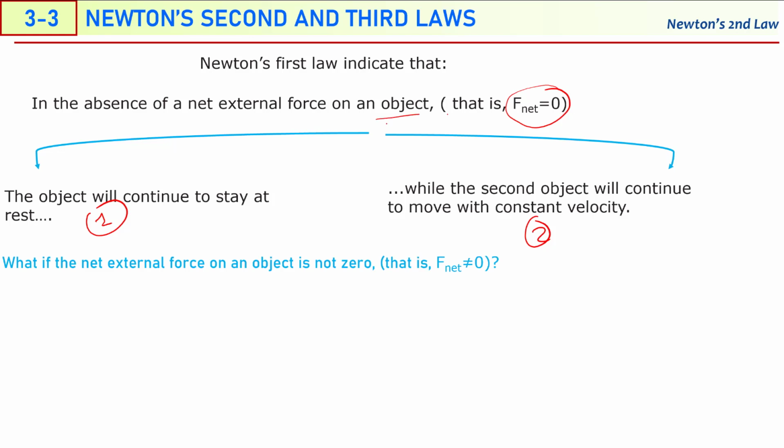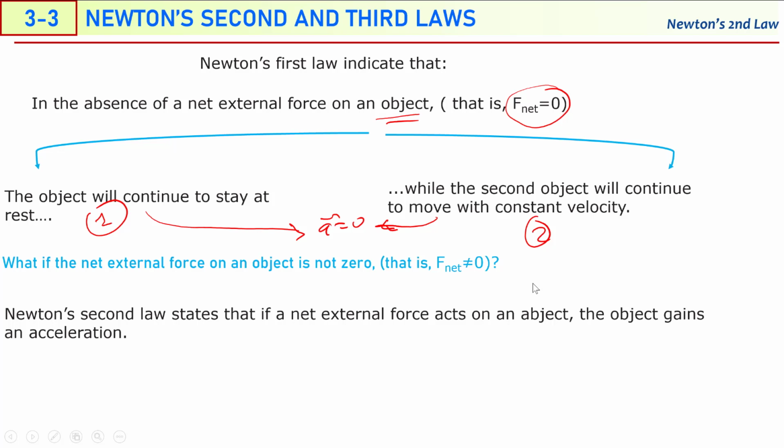Let's remember the first one. If the net force acting on the object is equal to zero, the object will stay at rest if it is initially at rest, and it will move with constant velocity if it is initially in motion. In both cases, acceleration will be equal to zero. If the net external force acting on the object is not equal to zero, the object will accelerate. Newton's second law talks about this. Newton's second law states that if a net external force acts on an object, the object gains acceleration.